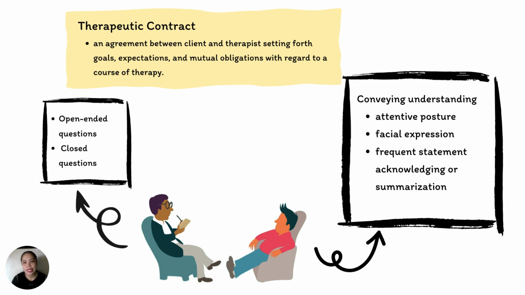Seasoned interviewers endeavor to create a positive, accepting climate in which to conduct the interview. They may use open-ended questions initially and then closed questions to obtain specific information. Now, the effective interviewer conveys understanding to the interviewee verbally or non-verbally. Ways of conveying that understanding include attentive posture and facial expression, as well as frequent statements acknowledging or summarizing what the interviewee is trying to say.